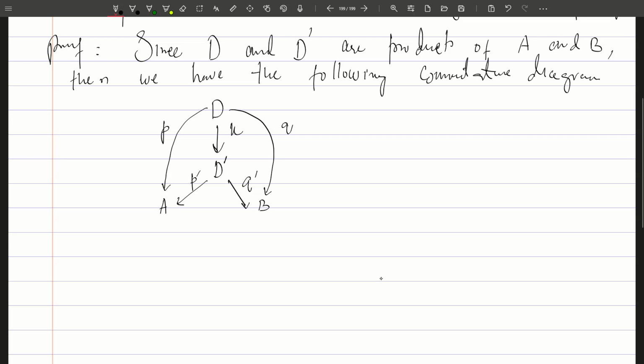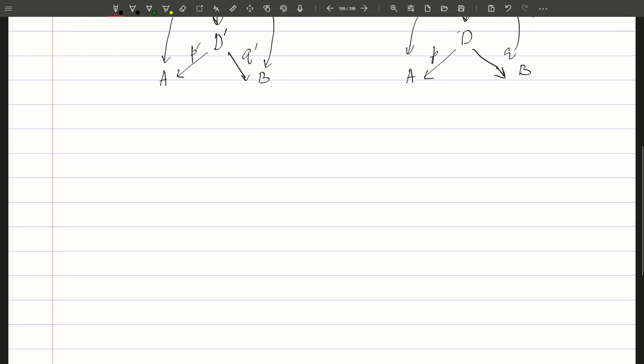Similarly, we can switch the roles of D and D prime. In place of C, we take D prime, and we can assume that D is the product of A and B. Then we have the map, let us call this K prime. From D to A, we have the map P. From D to B, we have the map Q, and from D prime to A, we have the map P prime, and D prime to B, we have the map Q prime. So these two diagrams are commutative.